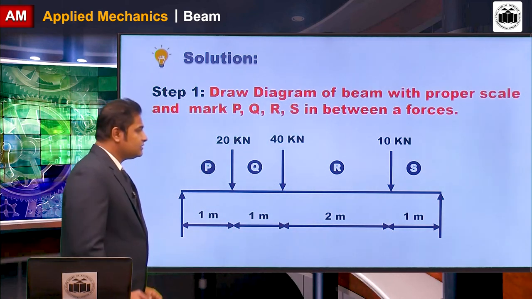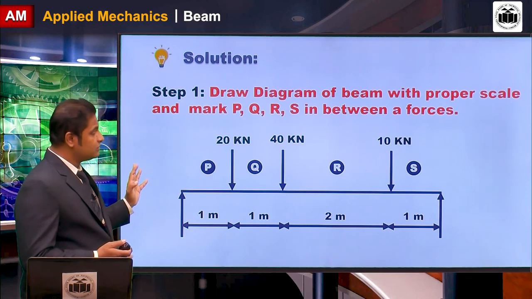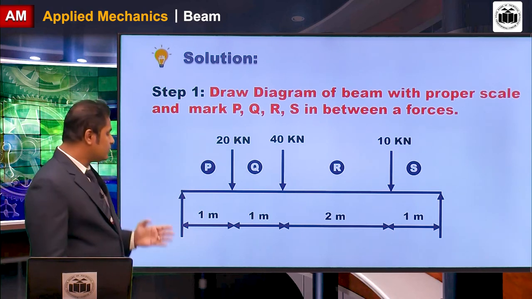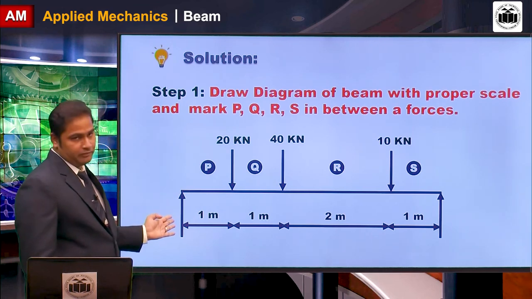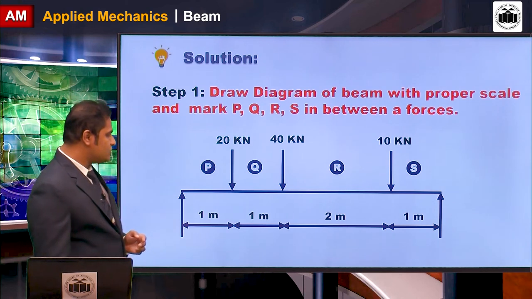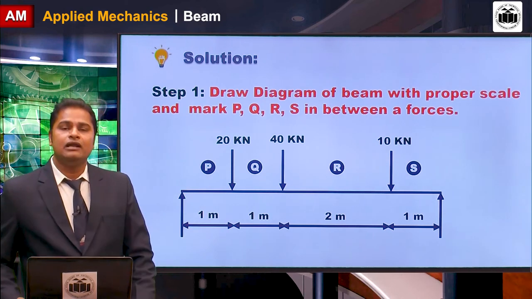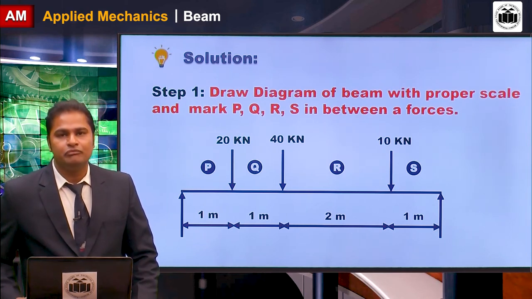After that, take the scale for proper measurement. The scale depends upon the intensity of load and the length of the beam. The length of the beam is around 5 meters, so you take a scale of 1 centimeter equal to 0.5 meter.